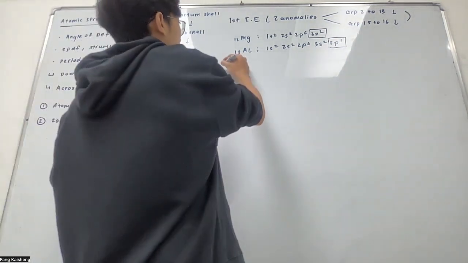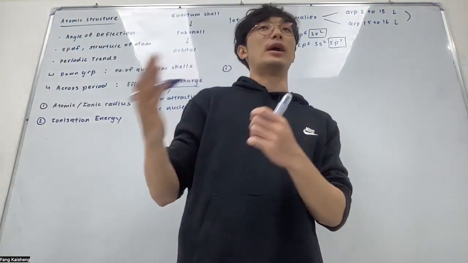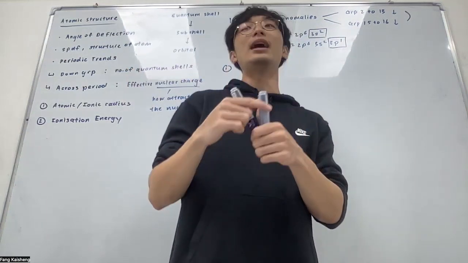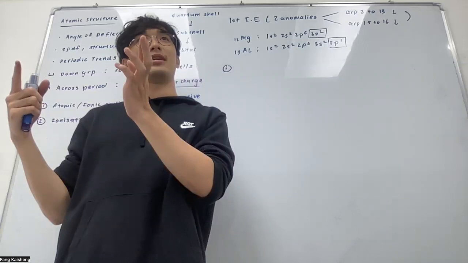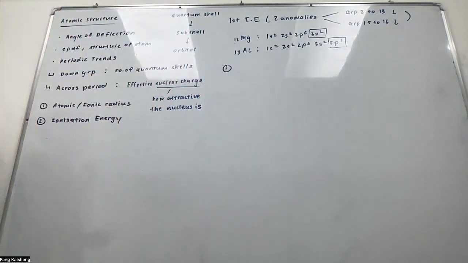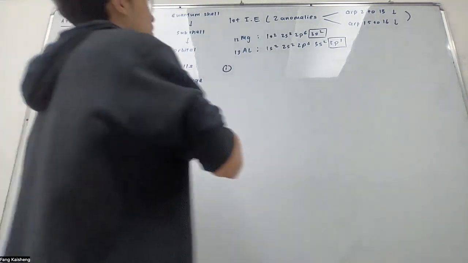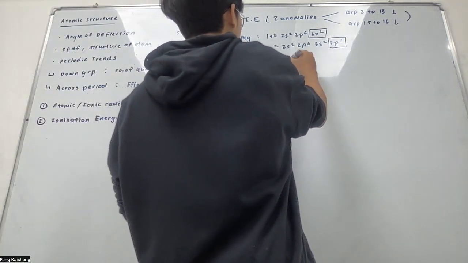Okay, so 3p is slightly further away, right? So that's why attractions are weaker, so energy needed is lower. This is one answer which I feel is very intuitive, but I slowly start to see it getting phased out. Never mind, it's still accepted. Okay, so let's write it down first. 3p subshell is slightly further away.